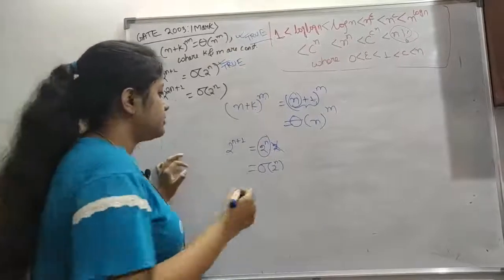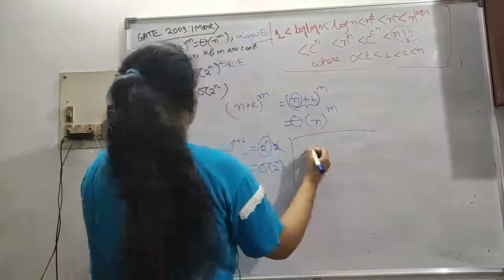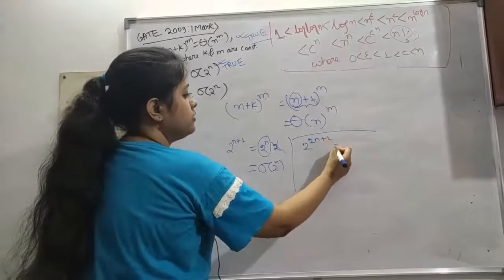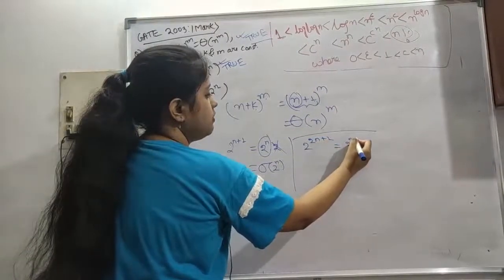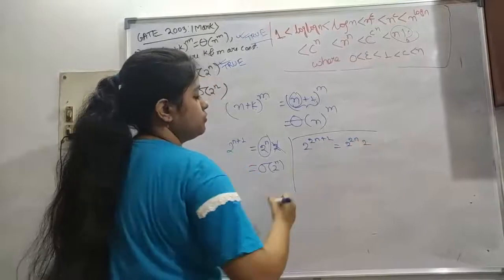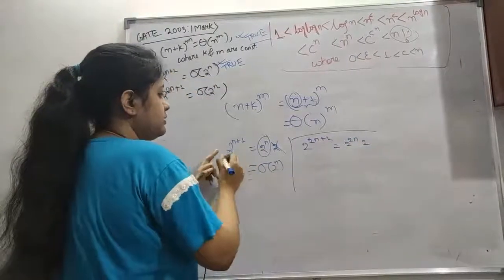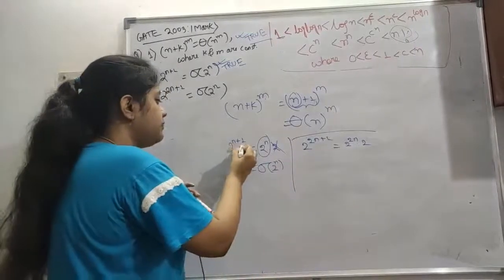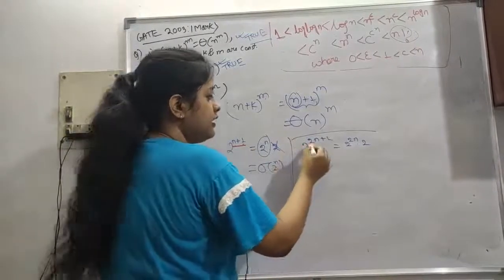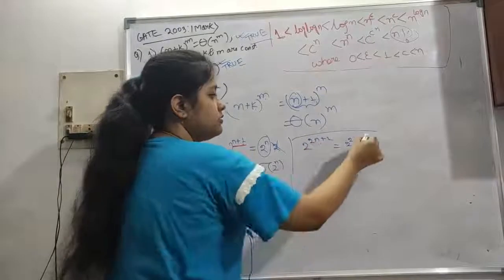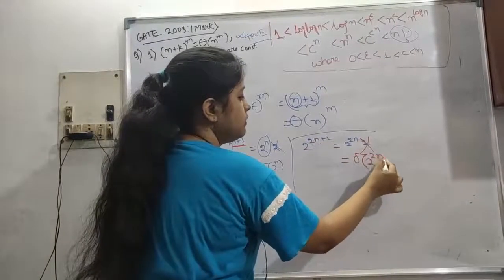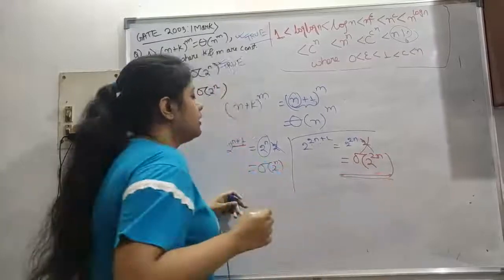Now let's see the next question. 2 to the power 2n plus 1. Here it is basically 2 to the power n into 2. So this is not the same as this. Please check it here. See, here we have n plus 1, which is different. Here we have 2n plus 1. So you can just cross it out and put it as 2 to the power n, order of 2. This is the question.